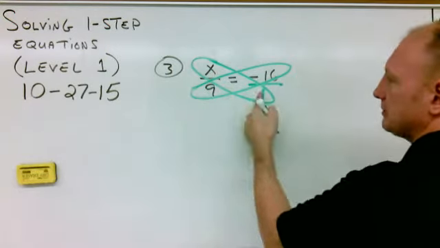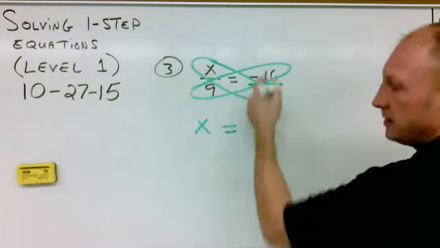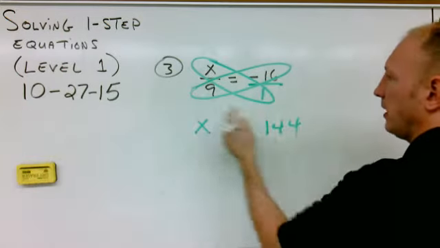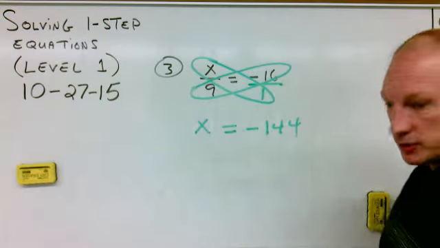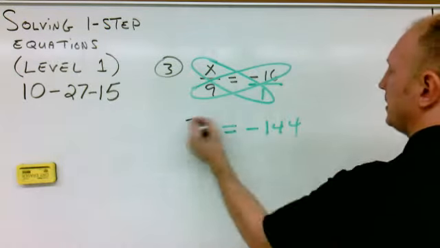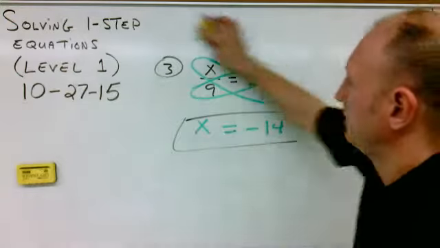I get x times 1 is 1x, or just x. 9 times 16, which is 144, and a positive times a negative is a negative. So my answer is just going to be x equals negative 144. All right, last one.